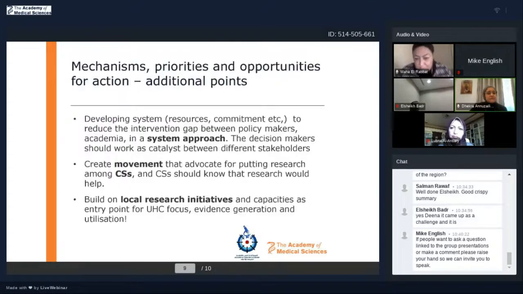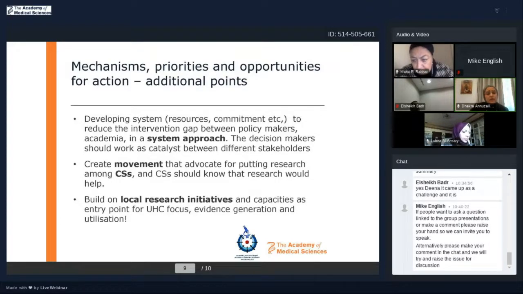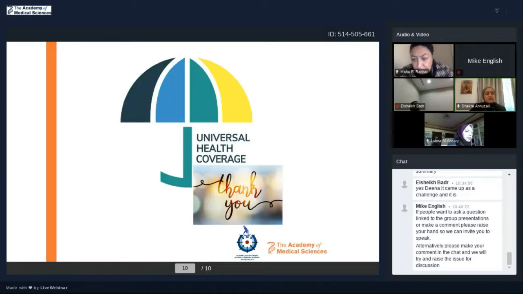Next, please. A systems approach is very much important. Create a movement that advocates for putting research from civil societies and builds on local research initiatives and capacities. Next, please.